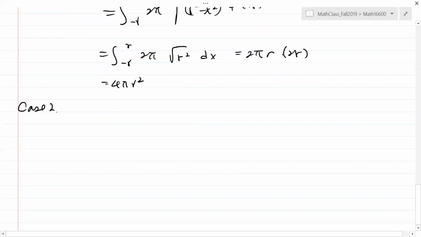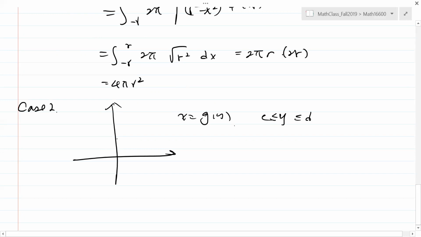So let's look at case 2. Case 2 is that we rotate about a vertical axis. When the axis is vertical, the function usually is given like x equals g of y, with y between c and d. So this could be a curve like that. Now the question is, what is the axis? Is the y-axis the axis, or some other vertical line? It could be.